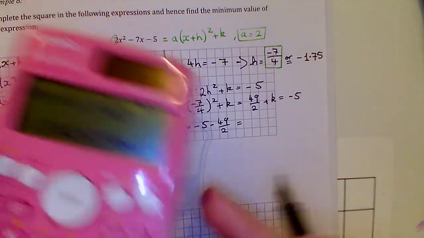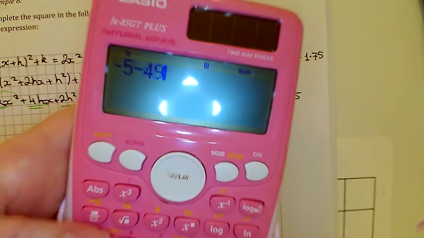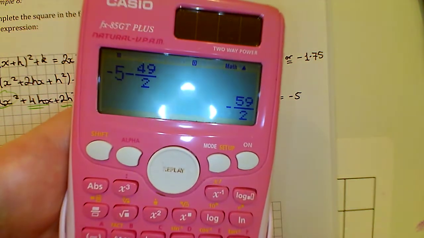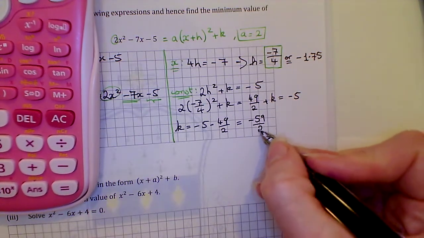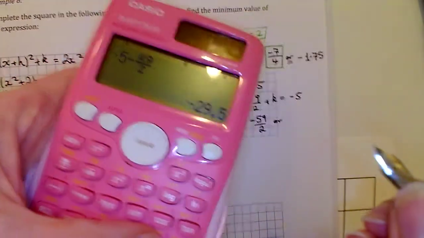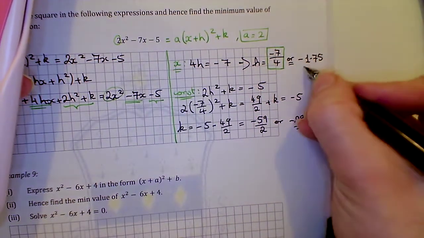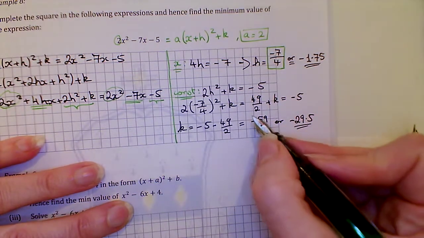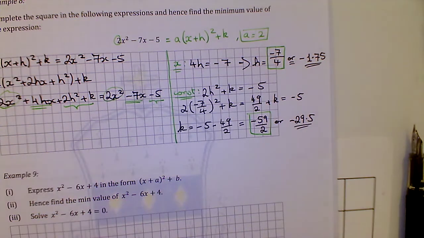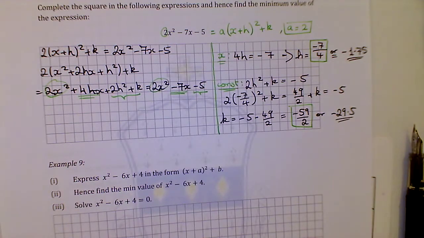So if you're not good with negative numbers, it's fine to use your calculator. Negative 5 take 49 over 2, and we get minus 59 over 2, or as a decimal, minus 29.5. So again, you can use the decimal values there because they terminate, or you can use the fraction values. And I'm going to use the fraction values just because they're a little bit harder for people to get used to, so I think it's good for us to see them.